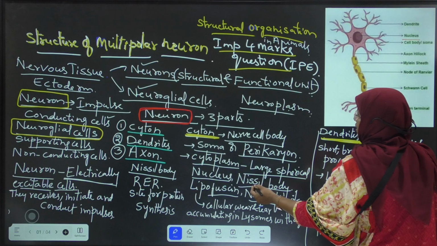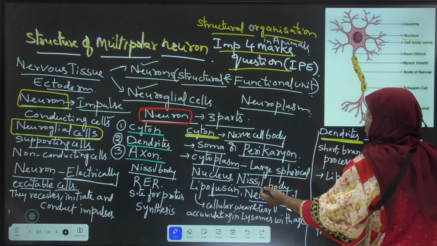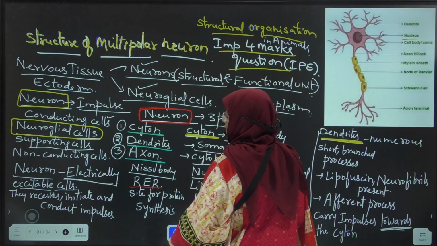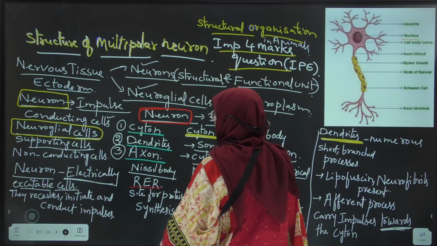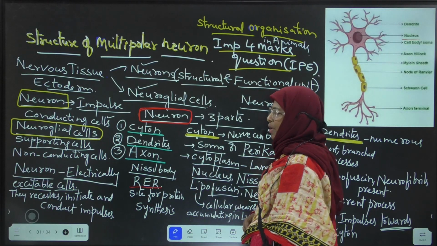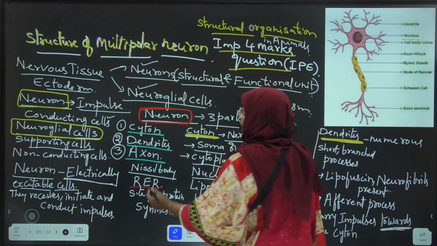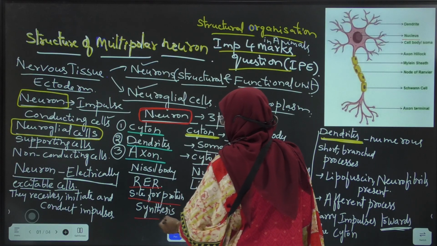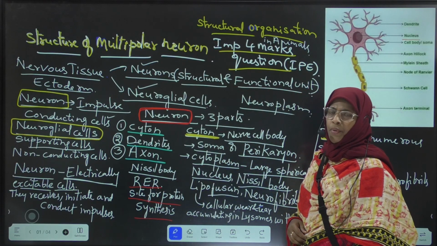Here, what are Nissl bodies? Nissl bodies are rough and they represent rough endoplasmic reticulum. These Nissl bodies are the sites for protein synthesis.